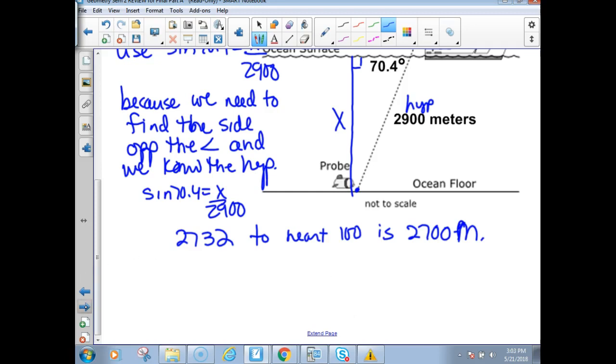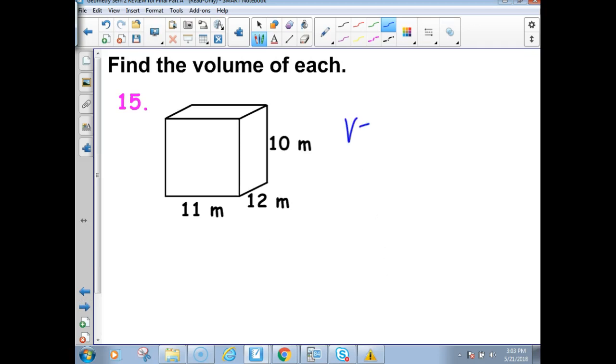All right. You need to have those components in your answer on your day of your final. Volume, simple. For a box, you just multiply the dimensions. This should be 1,320 cubic meters.